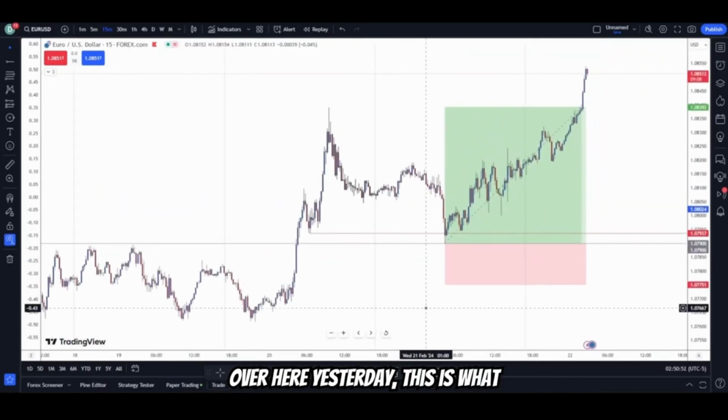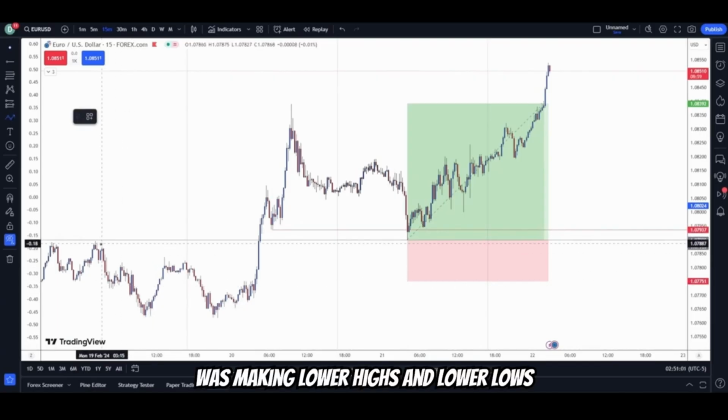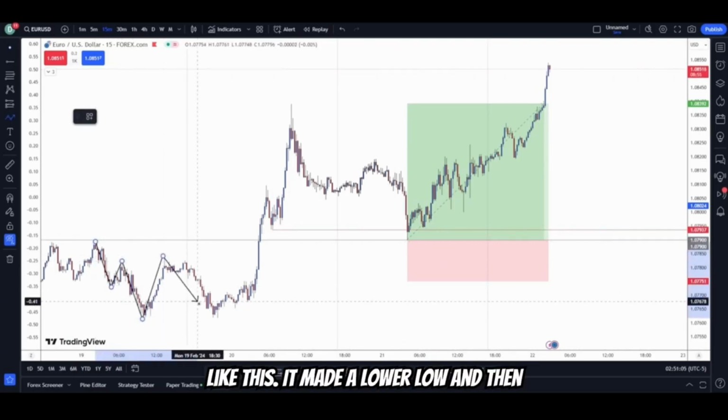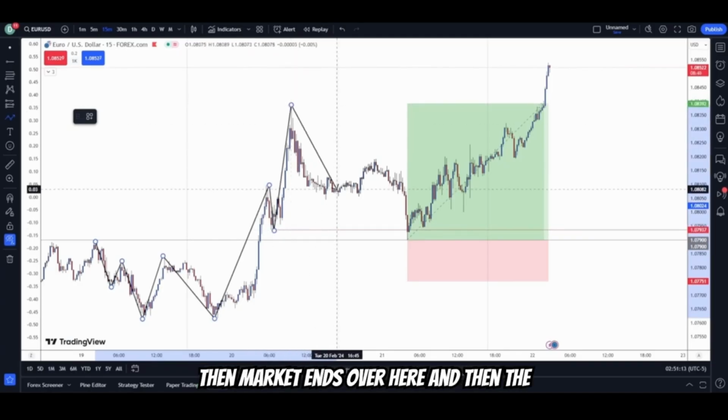Now if you look over here, yesterday, this is what happened on EURUSD. The price was making lower highs and lower lows like this, okay. It made a lower low and then it gave a market structure shift. Everybody can see that. It made a higher low and then it made a higher high.